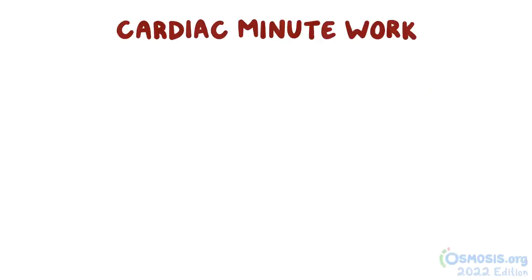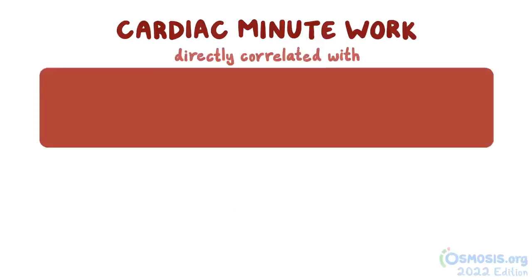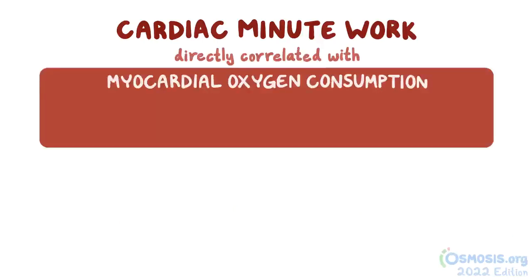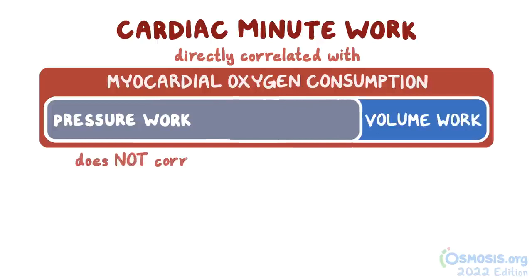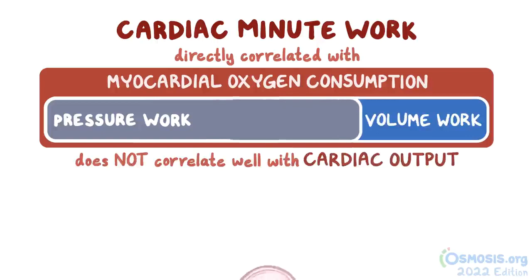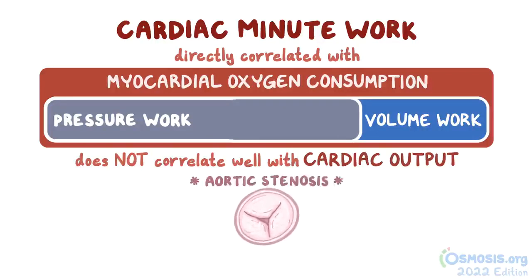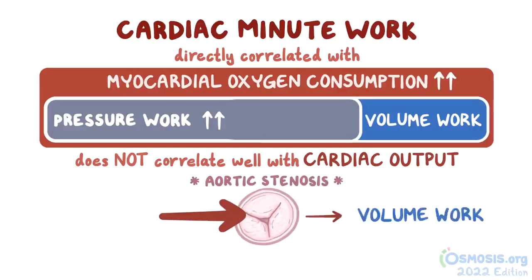Additionally, cardiac minute work is directly correlated with myocardial oxygen consumption. Interestingly, pressure work takes up much more myocardial oxygen consumption than volume work, which is why overall myocardial oxygen consumption does not correlate well with cardiac output. Looking at the aortic stenosis example again, the increase in pressure work greatly increases myocardial oxygen consumption, but less blood actually makes it past the narrowed aortic valve opening, so volume work decreases.